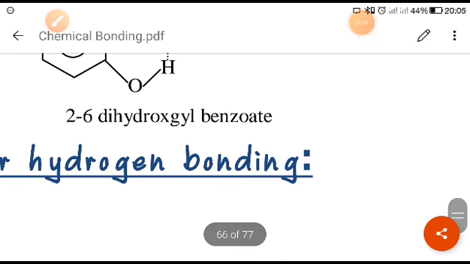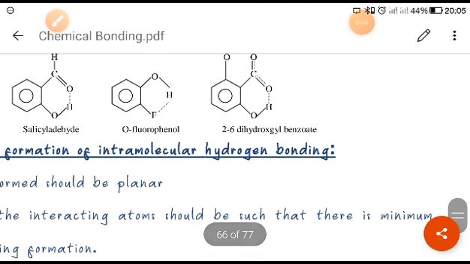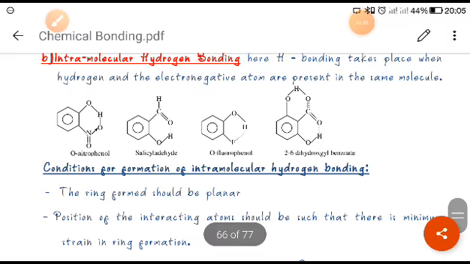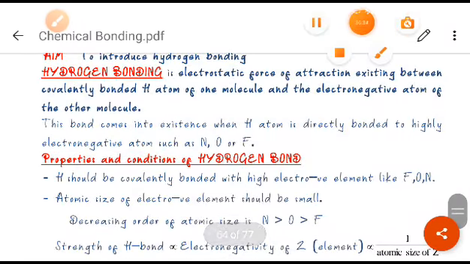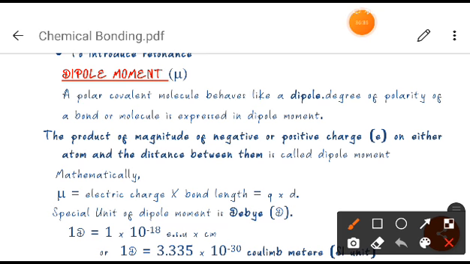Now next we will see the last topic of this chapter, which is dipole moment. Okay, the last topic of this chapter. Now next topic is dipole moment. So what is dipole moment? We will see from here.